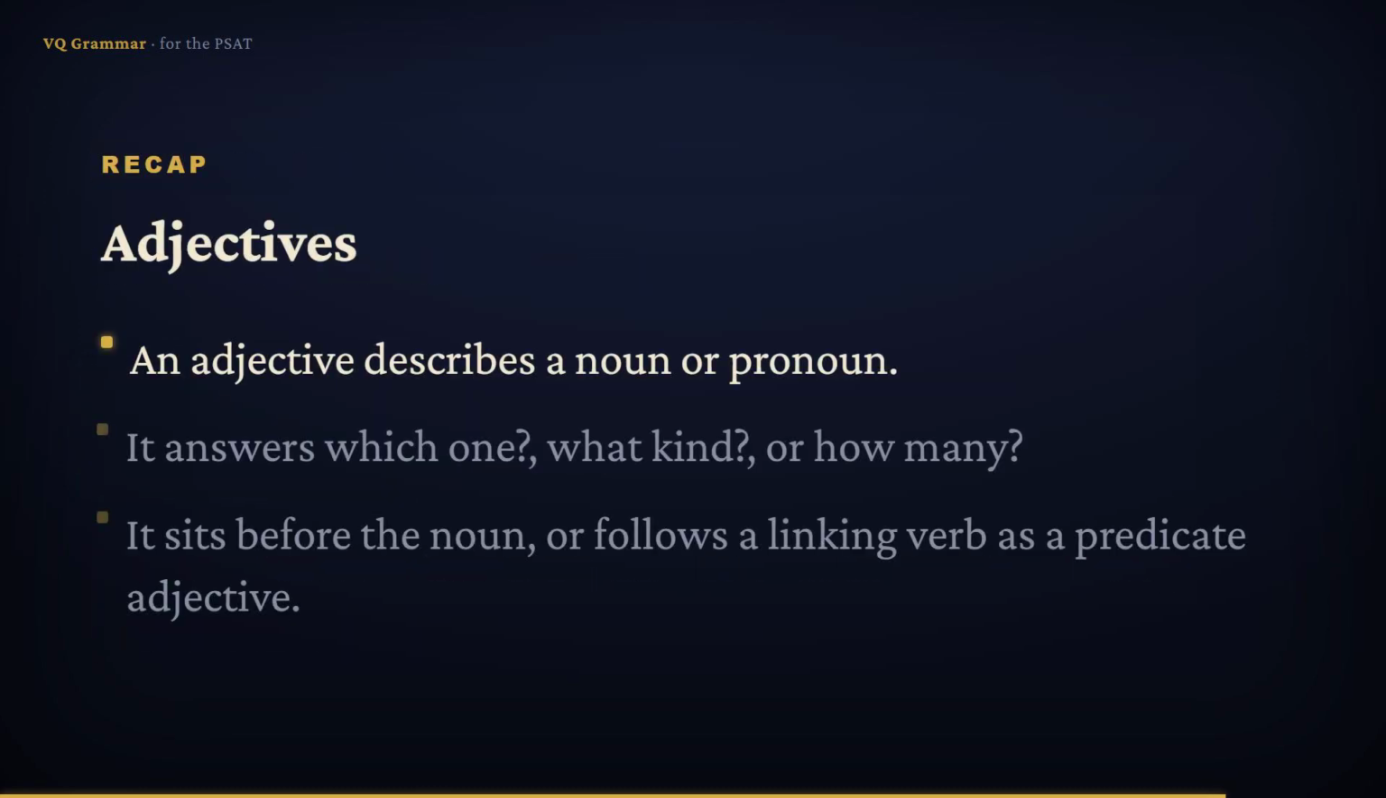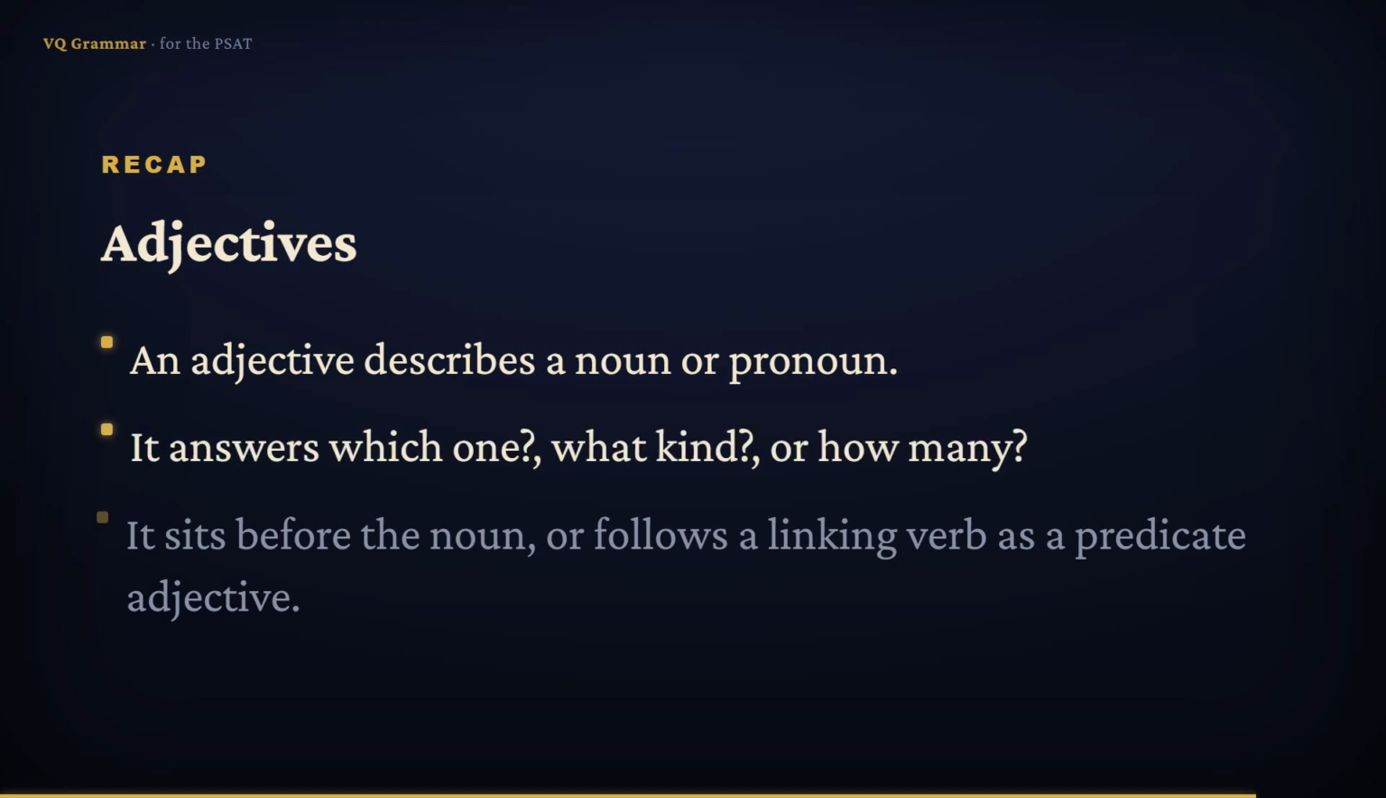Let's wrap up. An adjective is a describing word that modifies a noun or a pronoun. To spot one, ask the three questions: which one, what kind, or how many. If a word answers one of those about a noun, it's an adjective.